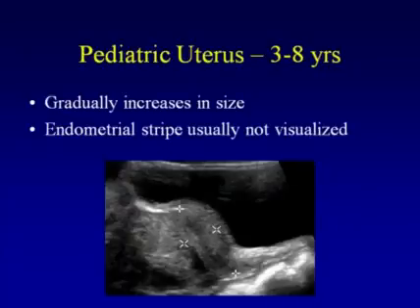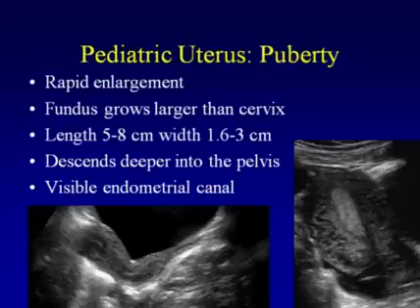By 3 to 8 years of age, the uterus starts growing slowly in size, but typically you do not see an endometrial stripe. As the girl hits puberty, there's a rapid enlargement of the uterus. The fundus grows much larger than the cervix and descends deeper into the pelvis with a visible endometrial canal.